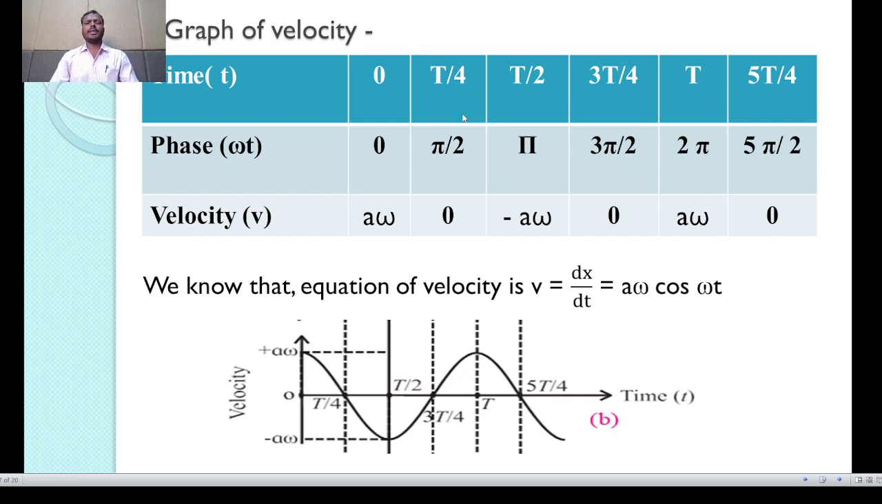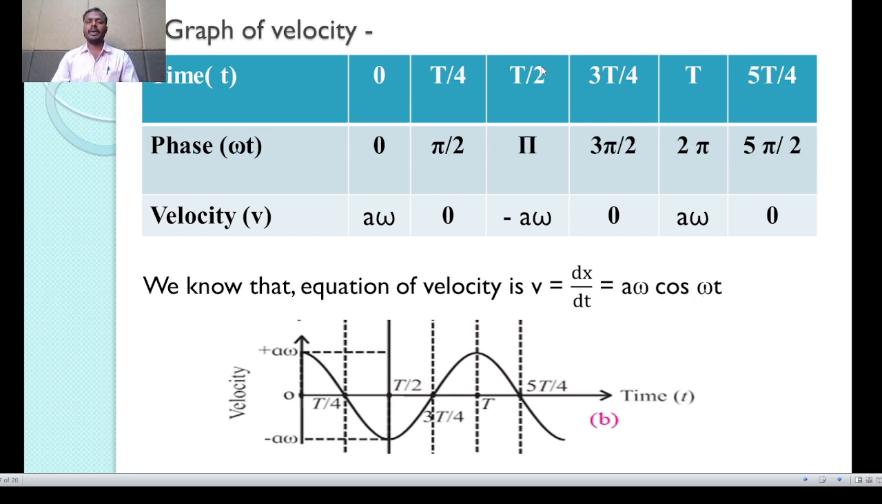Now the next point, when the time is T divided by 4, I repeat, when the time is T divided by 4, the phase becomes π divided by 2. Cos π by 2 is 0, 0 into a omega is 0. Therefore, when the time is T divided by 4, velocity is 0. Now the next, putting the phase as π, cos π is minus 1, minus 1 into a omega is minus a omega.